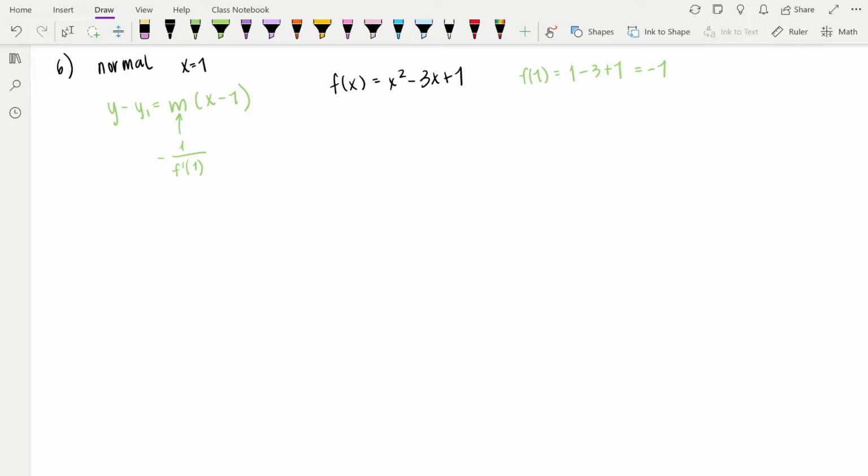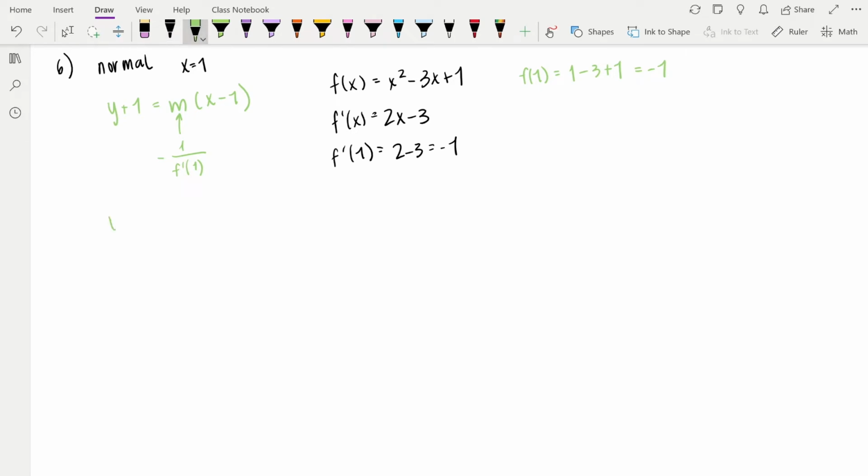Okay, first of all, let's find this y coordinate. So f of 1 is 1 minus 3 plus 1, which is negative 1. So I know that this here is minus 1, so it's y plus 1. And now I need to find the first derivative, plug in 1, and then use the negative reciprocal of that. So f prime of x is 2x minus 3.